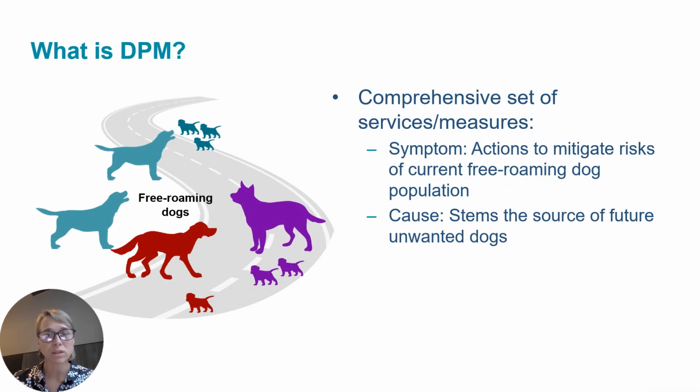But before we address the contribution to rabies, I want to ensure that we have a shared understanding of DPM. So DPM is a permanent system of services or measures that are both working on the symptom of the current free-roaming dogs, mitigating risks and nuisance, but also working to address the cause by working out where these dogs came from in the first place and working to stem that source, which is very likely to include the owned dog population.